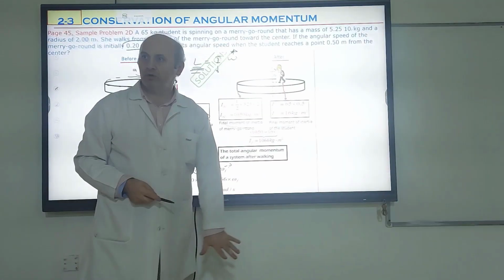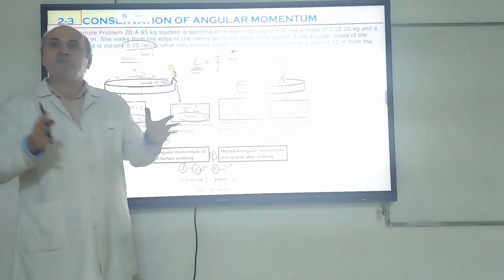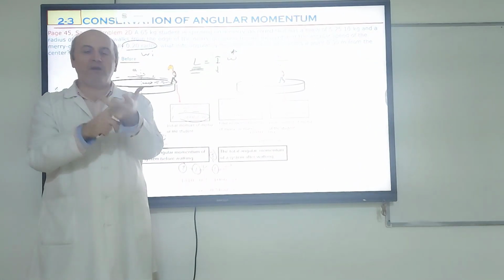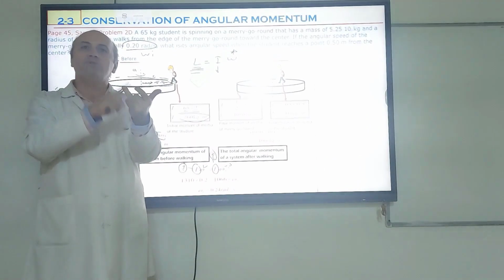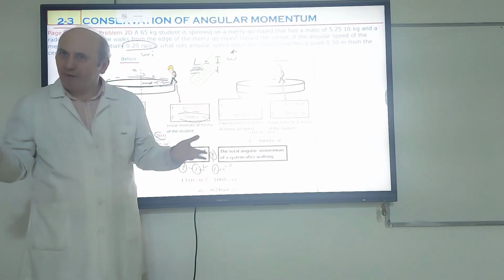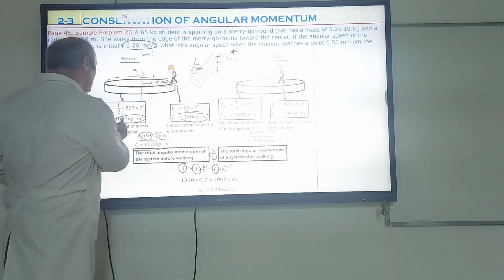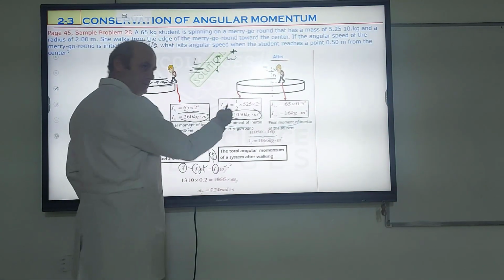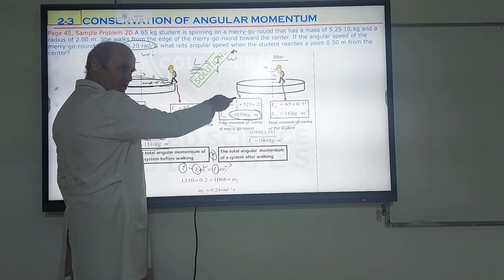For the final moment of inertia, the merry-go-round's is the same, because there is no change in the shape, no change in the mass of the merry-go-round, no change in the distribution of mass, everything is the same. That's why this number is also the final moment of inertia for the disk, the merry-go-round.